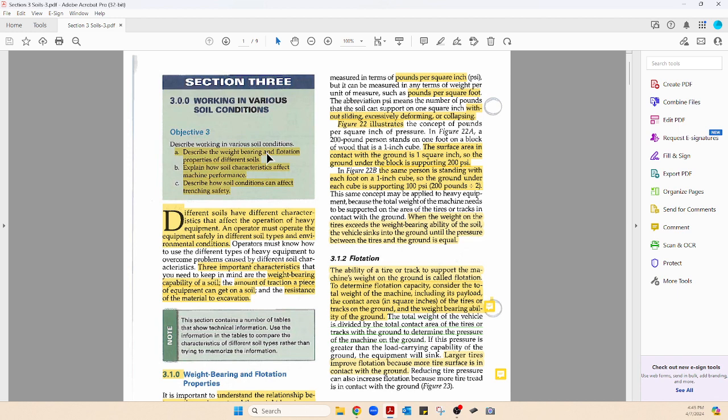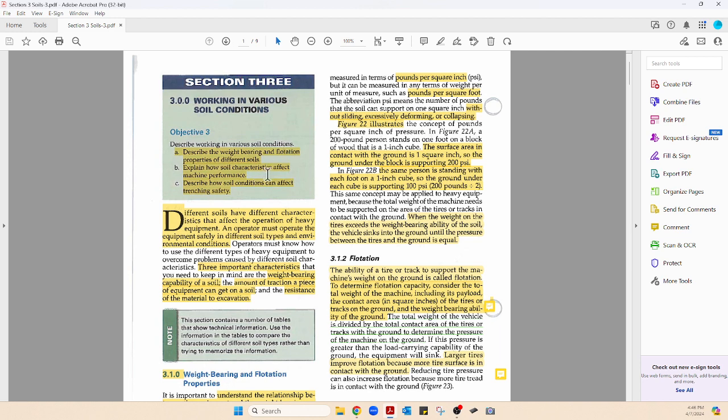Well, it has to do with the type of soil and the area in square inches of your contact with the ground, either your tracks or the tires. Flotation is staying on top of the ground, and it's due to the square inches of contact that you have with the top of the ground and the kind of soil that you're driving or working on.